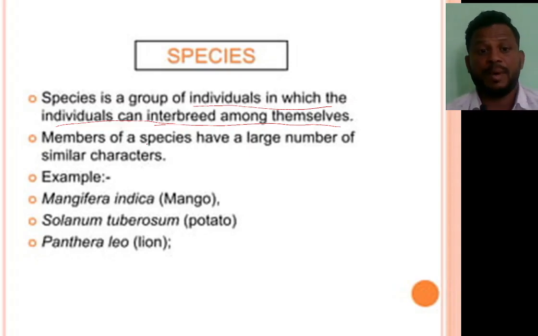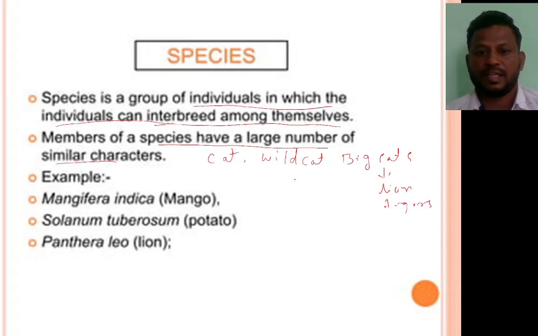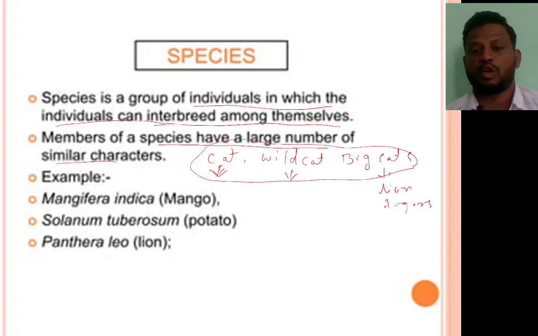Second point, the members of a species have a large number of similar characteristics, just as I told. We can say the cat, right? And the wild cat, they look similar, but there are differences. Wild cat, and the big cats, we can say the lion, tiger. These are the wild cats, and this is the domestic cat which we pet in our houses. That is the cat. This is known as the species. Okay, again we are going to categorize them. Why? Because they look similar but they are not the same.